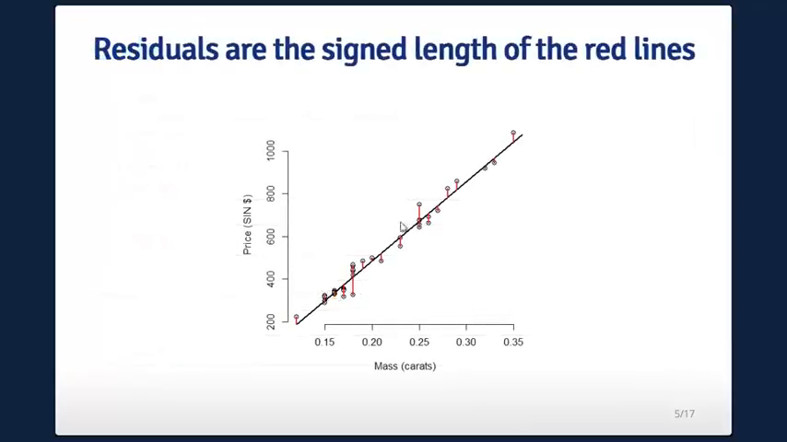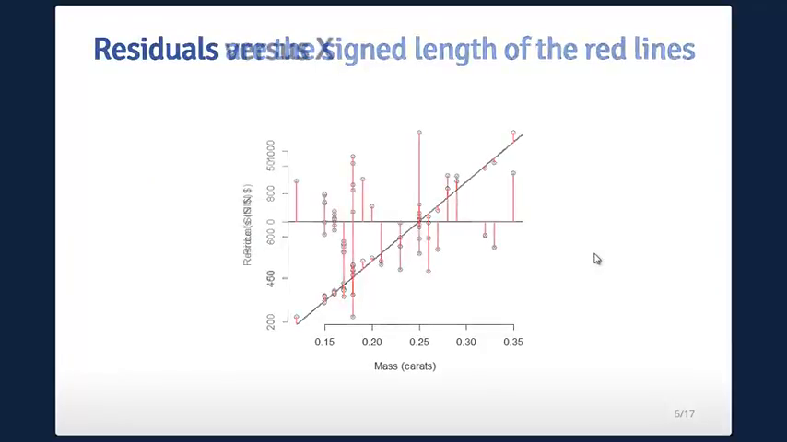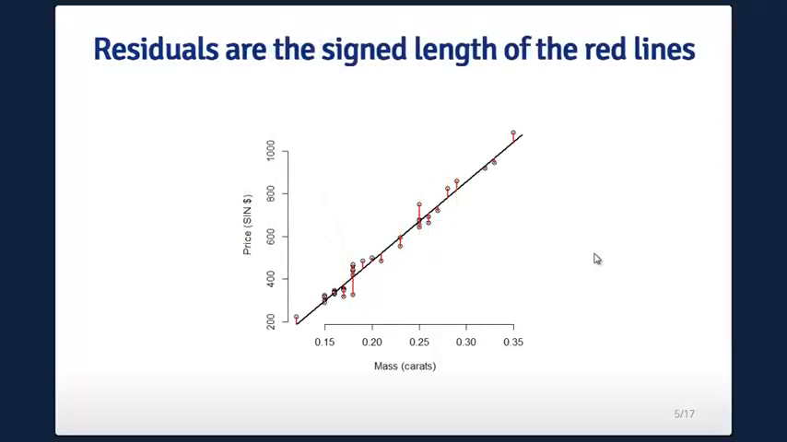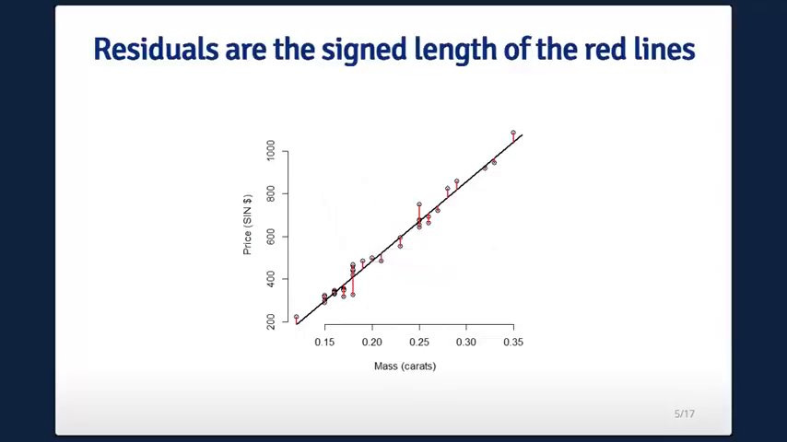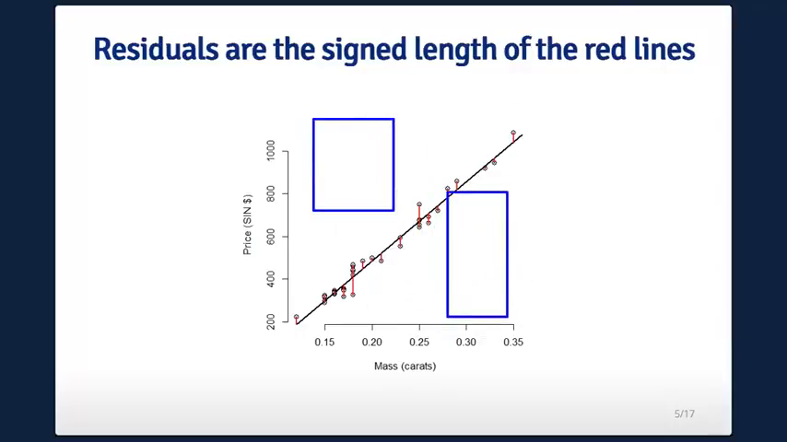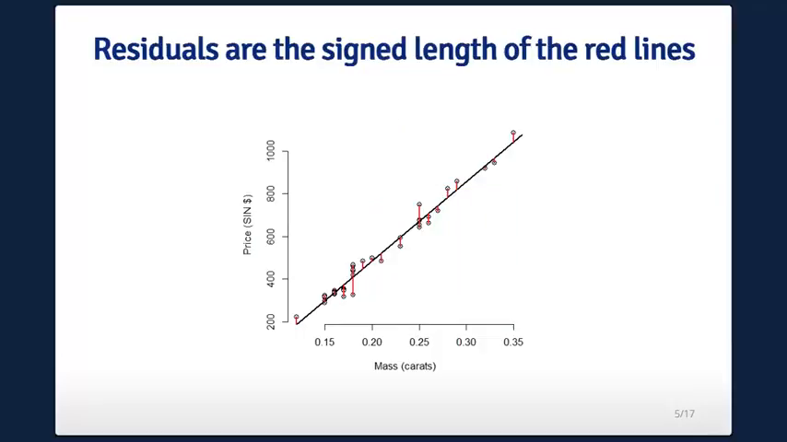So here are the residuals. The residuals are the signed length of the red lines in this plot. It's not rotating this plot, it's sort of rotating the plot in a way that the vertical distances are preserved, and we could plot the residuals versus x. And that's actually a very good thing to do. Here's the plot, mass in carats versus the residuals. That's a good thing to do because, especially when there's a good fit, there's all this kind of blank space right there and right there to hide things.